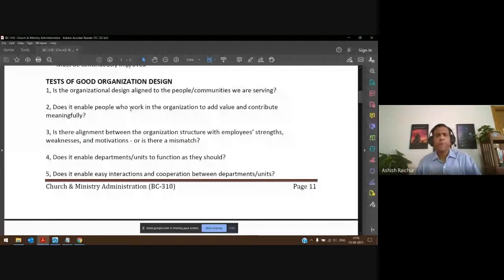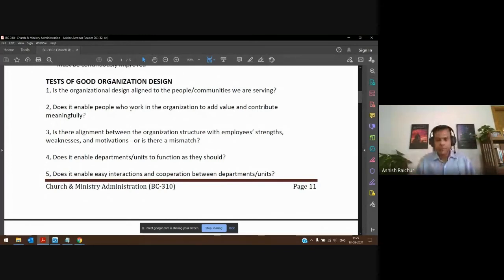Neither should people feel like, I'm a machine. I just come and do my work and go, and I don't know whether it's benefiting the organization or not. Or if people have ideas, if people have some inputs they want to give, can they give it to the organization? Are they encouraged to give? Is it conducive for that? So you want to keep that in mind.